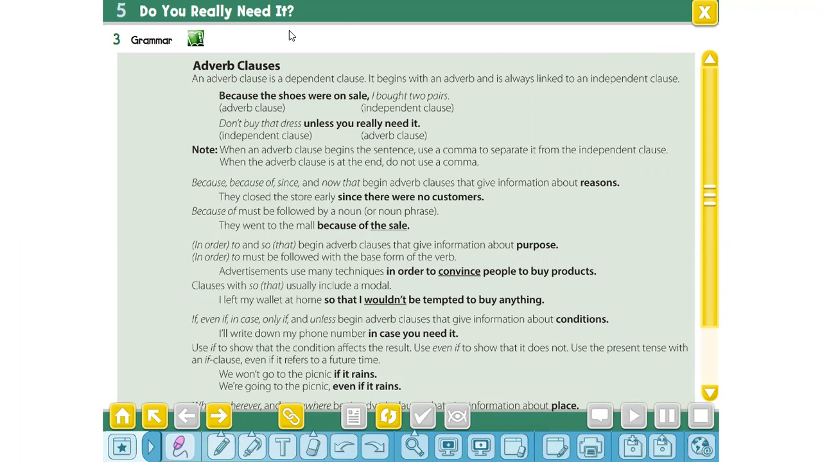Grammar. Today we will use adverb clause. At first, what is an adverb clause?